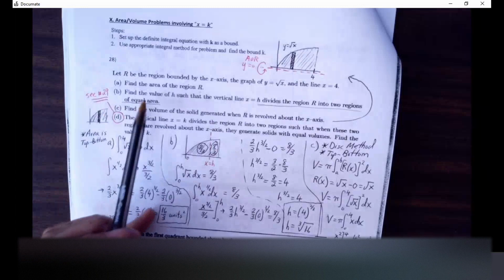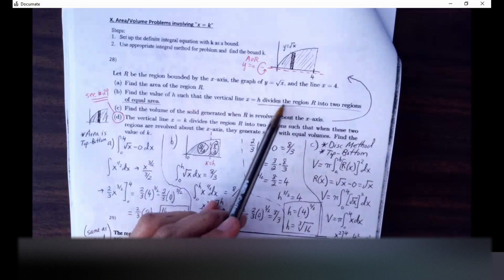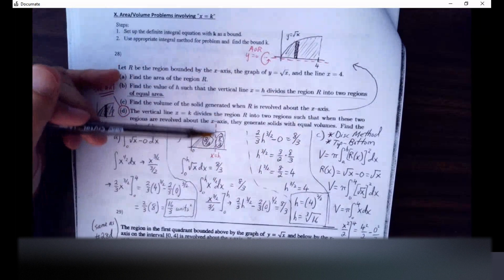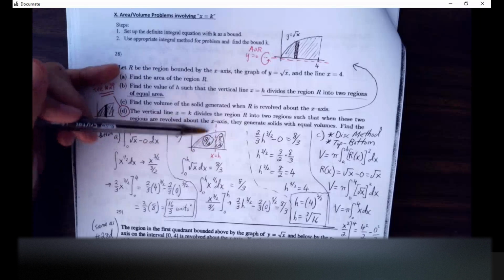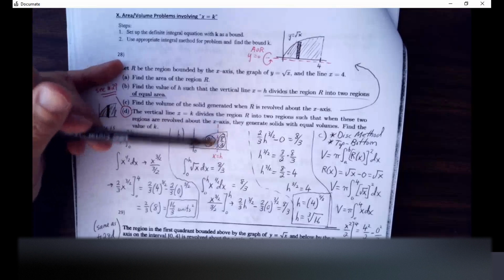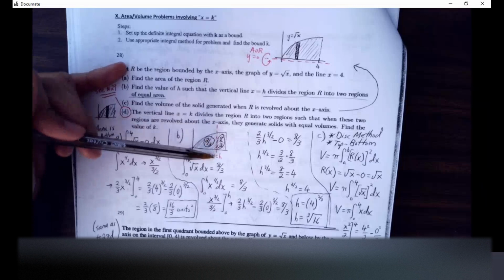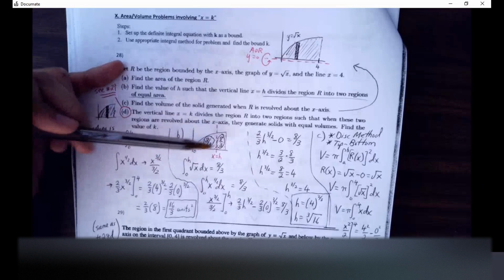And then part B says, find the value of h such that the vertical line x equals h divides the region into two regions of equal area. So if I were to drop a vertical line, it's not going to be directly in the middle, right? Because this curved region is going to have a lot more area in a smaller space than over here. So I'm going to put it closer to the right side, but I'm going to create a scenario where this side is 8/3 and this side is 8/3.